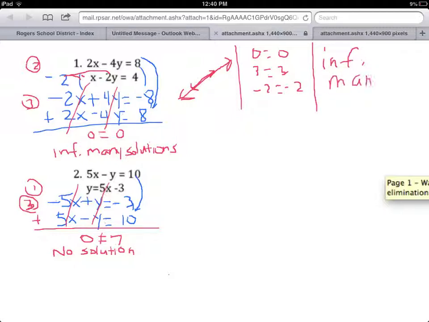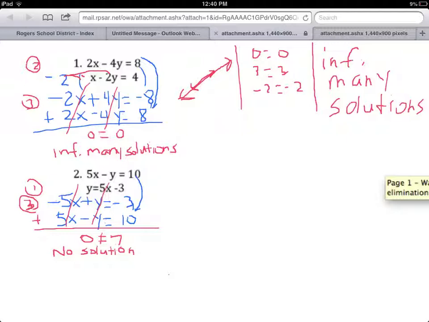Then the second problem is one where both variables also eliminate when you create opposites. On this one I had to put the second equation in standard form. That's the first step, to make sure they're lined up: the x column, the y column, the equal sign, and the constants. Then I didn't have to create opposites, so I skipped step 2. They already had opposites in the x and the y column, so they eliminated, and I ended up with 0 not equal to 7. That's never going to be true. 0 will never be equal to 7, so no solution.